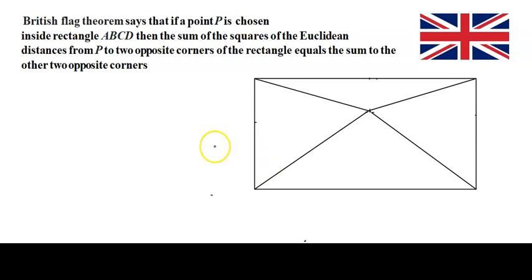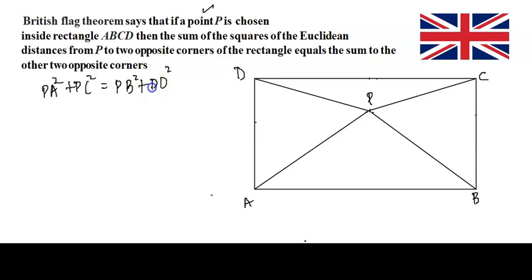So this theorem states that if a point P is chosen inside a rectangle ABCD, let us say this point is P and this is rectangle ABCD, then according to this theorem, PA square plus PC square will be equal to PB square plus PD square. Okay, so let's prove it.